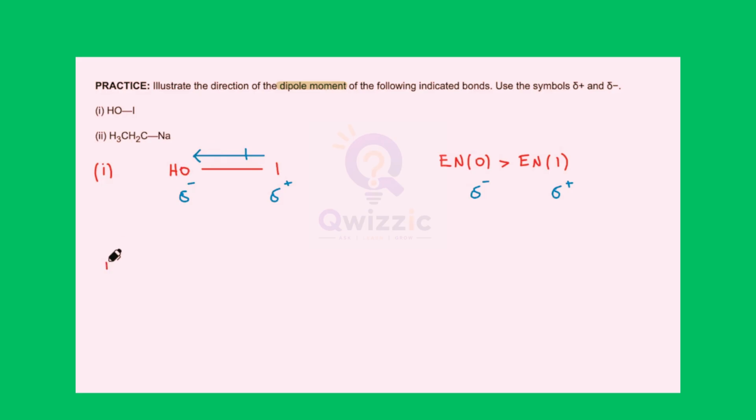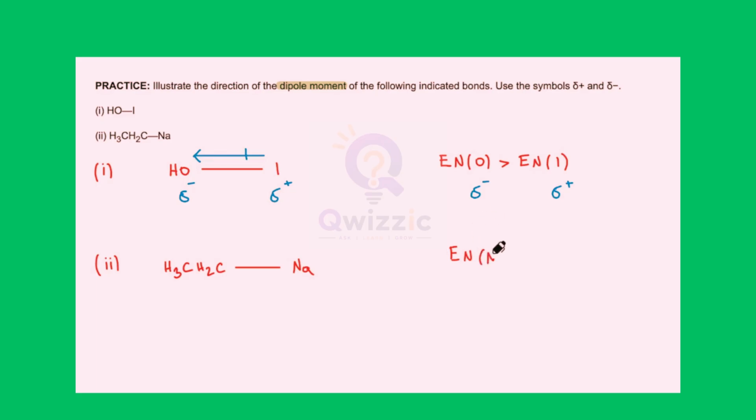And we can use the same principles to solve the second part of this problem. Specifically, we're given an ethyl group, CH₃CH₂Na. So in this case, we're analyzing a bond between carbon and sodium. Sodium is a metal, right? So apparently it will be less electronegative than carbon.